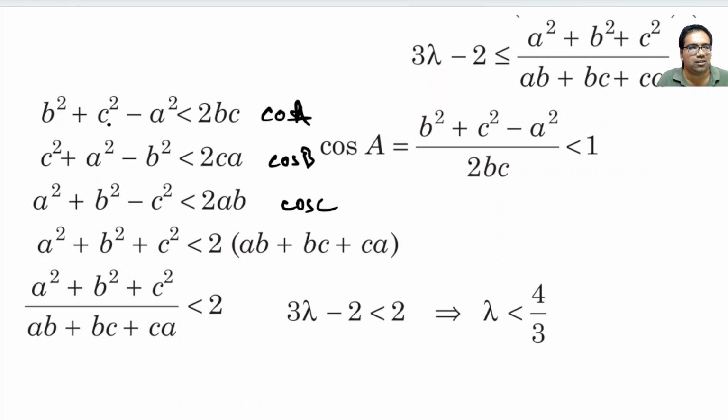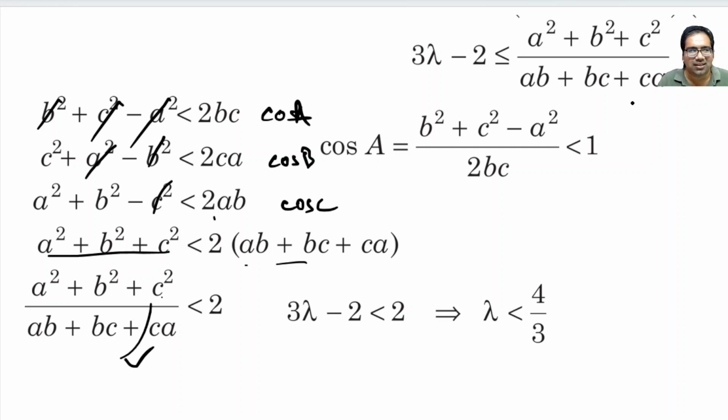If we add all three, what will happen? On the left hand side, this will cancel, this will cancel, this will cancel. We'll be left with a square plus b square plus c square, that is the left hand side, is less than 2 times of ab plus bc plus ca. What does that mean? A square plus b square plus c square by ab plus bc plus ca should be less than 2. Okay, here is another equation that we are getting. If a, b, c are sides of a triangle, then a square plus b square plus c square by ab plus bc plus ca should always be less than 2.